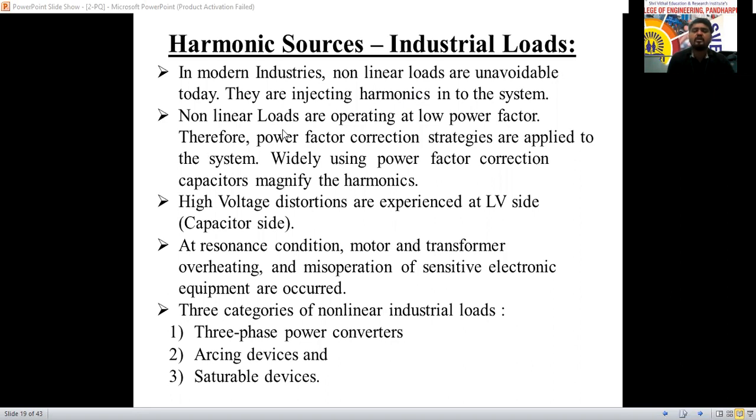So these non-linear loads are operating at a lower power factor. Therefore, power factor correction strategies are applied here. What are the power factor correction strategies? Again, we have to use the capacitor banks. So power factor correction strategies are applied to the system.